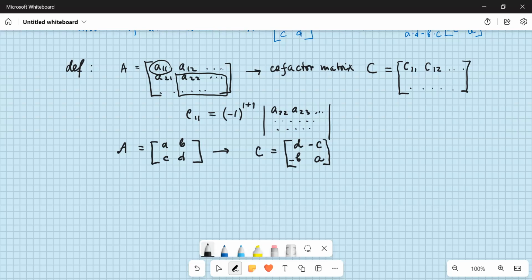Now, next definition. So this is how we build cofactor matrices. For bigger matrices, instead of just elements, we are going to have determinants of smaller matrices. If it's a 3 by 3 matrix, here we are going to have determinants of 2 by 2. Second definition.